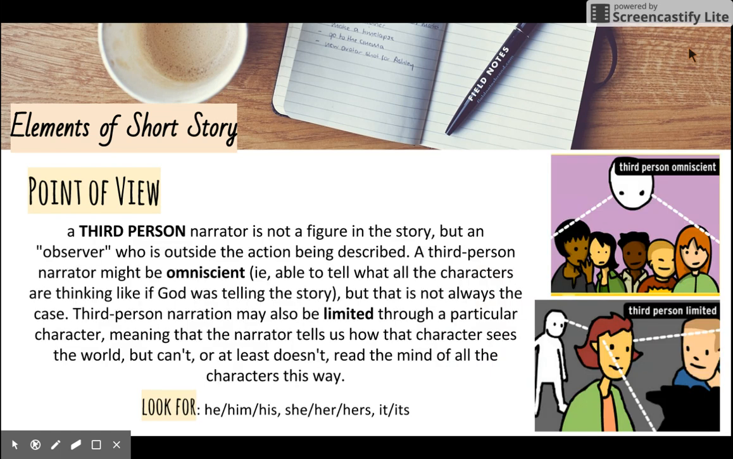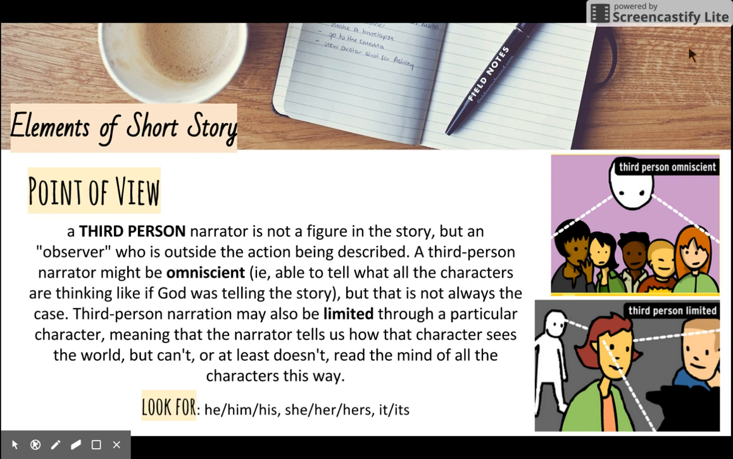Now, the third-person point of view gets a little more complicated because there's 2 different ones that we're going to look at. So a third-person narrator is not a figure in the story, but an observer who is outside the action being described. A third-person narrator might be omniscient, so able to tell what all the characters are thinking, like if God was telling the story, but that is not always the case. Third-person narration may also be limited through a particular character, meaning that the narrator tells us how that character sees the world, but can't, or at least doesn't, read the mind of all of the characters this way.